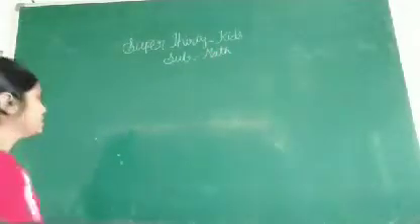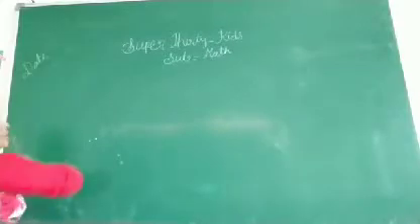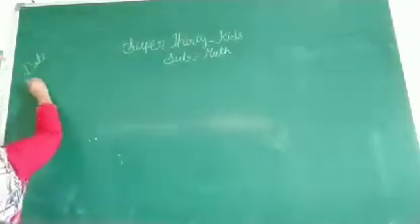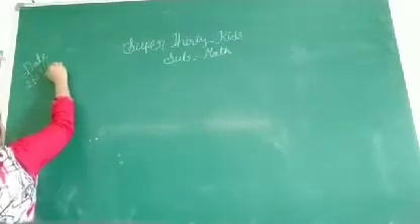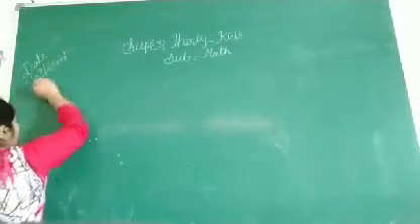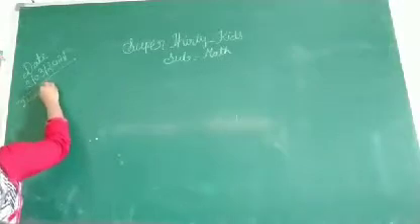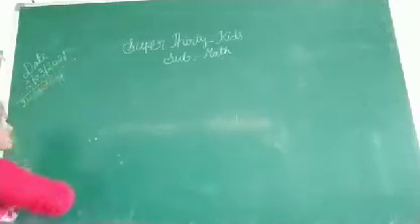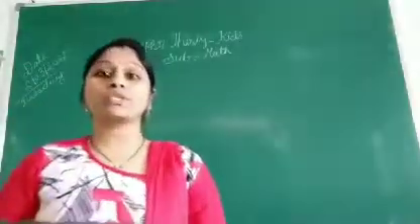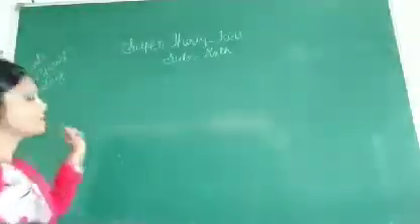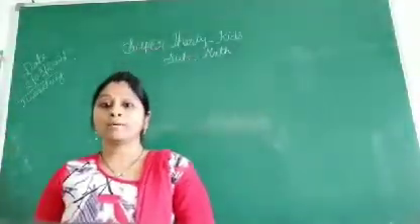What is today's date? Today is 2nd March 2021. And which day is today? Today is Tuesday. What is the spelling of Tuesday? Tuesday. Today we will learn tables.